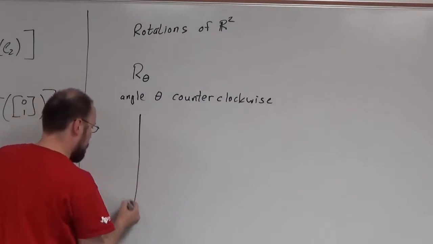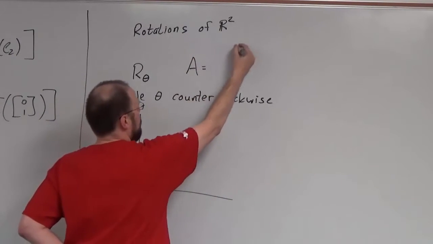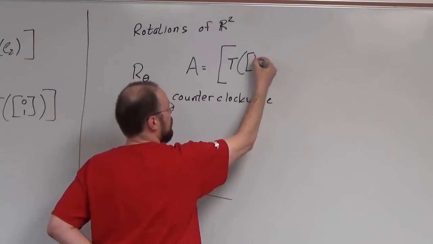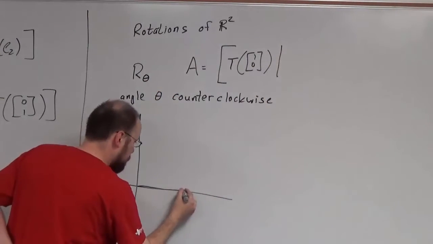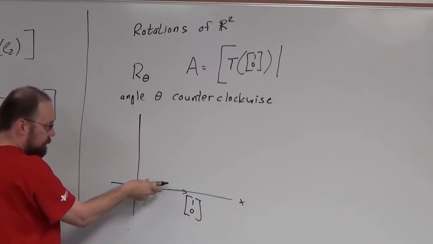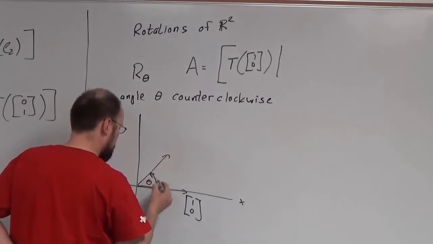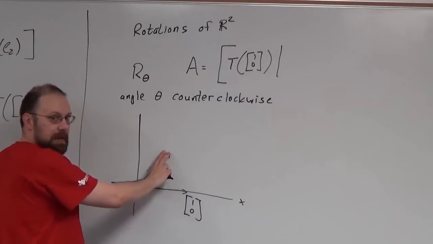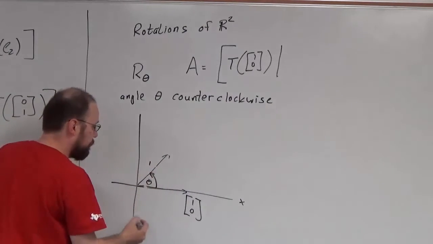Well, let's look at R2 and find the matrix that represents that rotation by first seeing what happens to the first standard basis element. So we're going to take the unit vector that's pointing in the positive x direction and then rotate it by angle theta counterclockwise. Now this is a unit vector, right? So when we rotate it, we haven't changed the length. So this is still length 1.